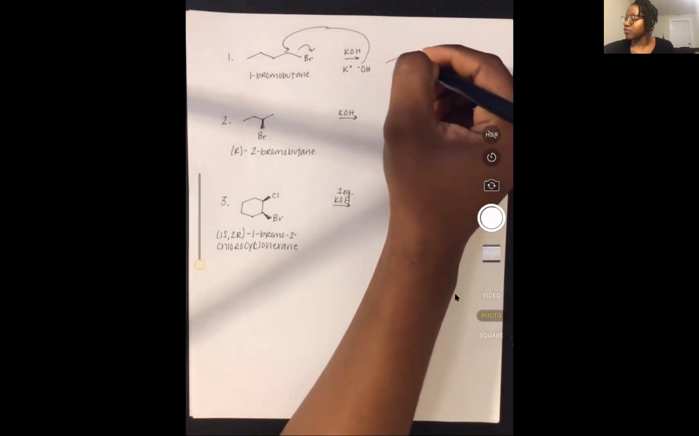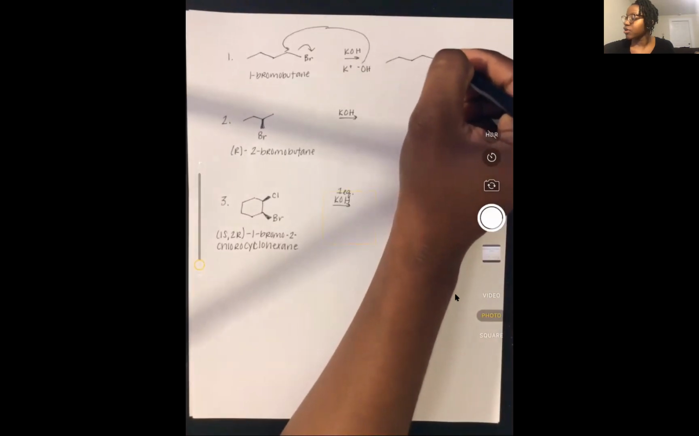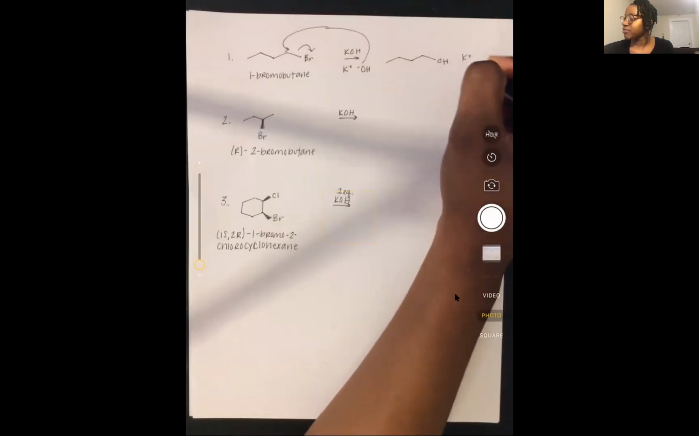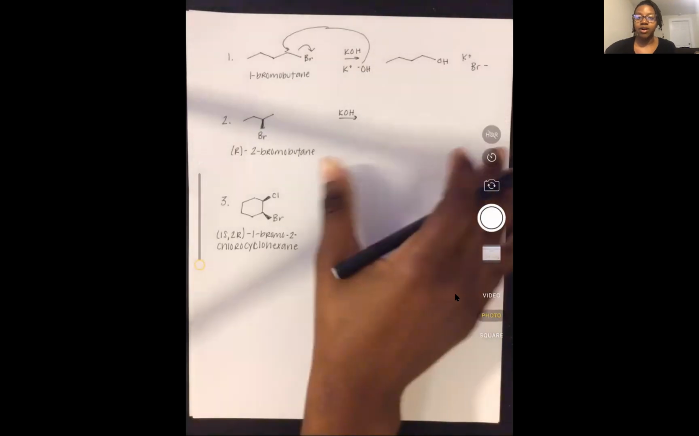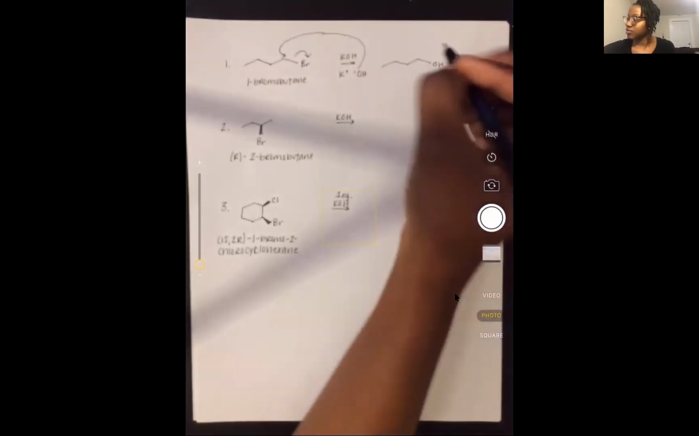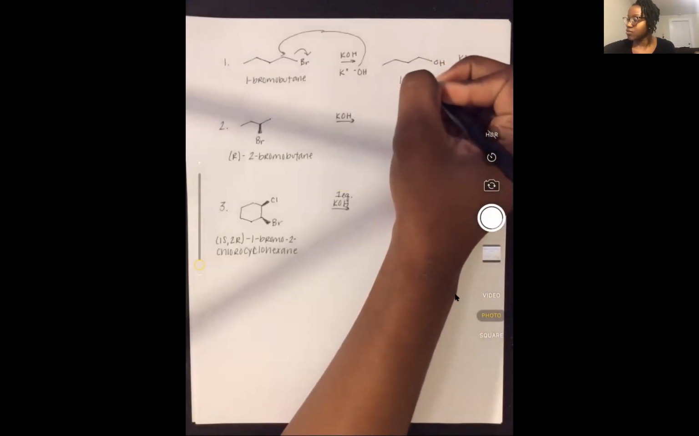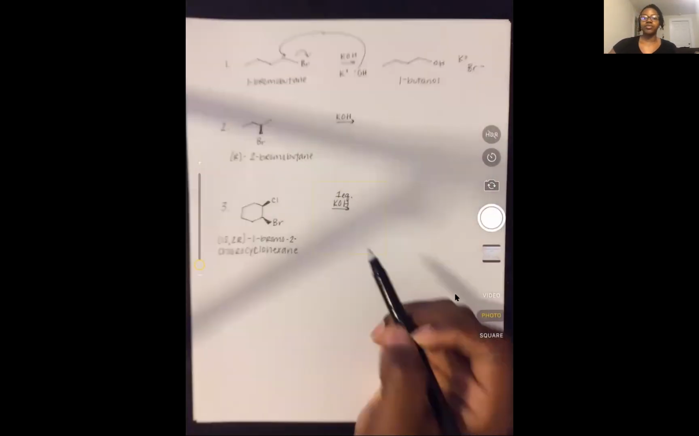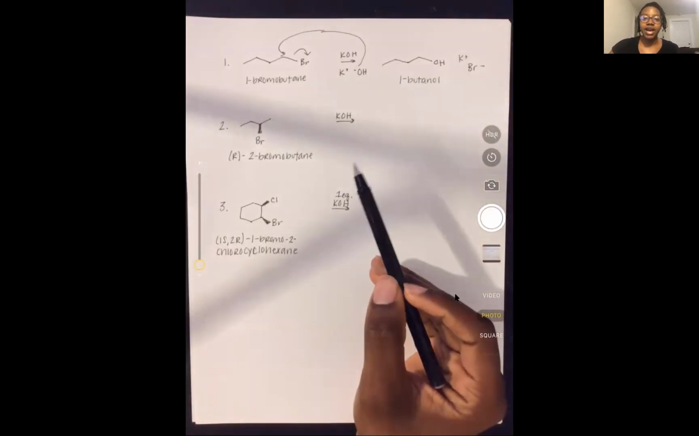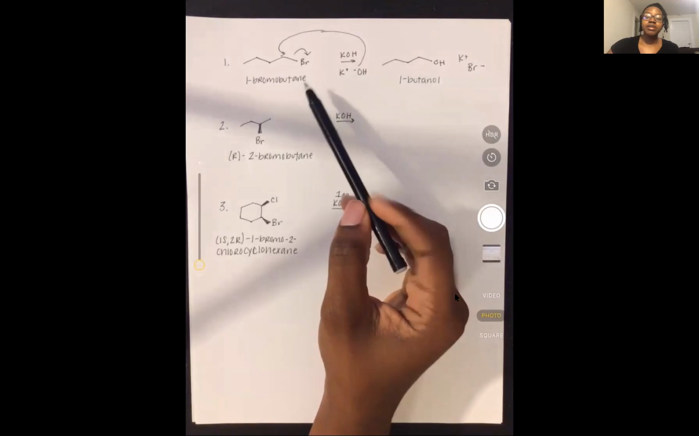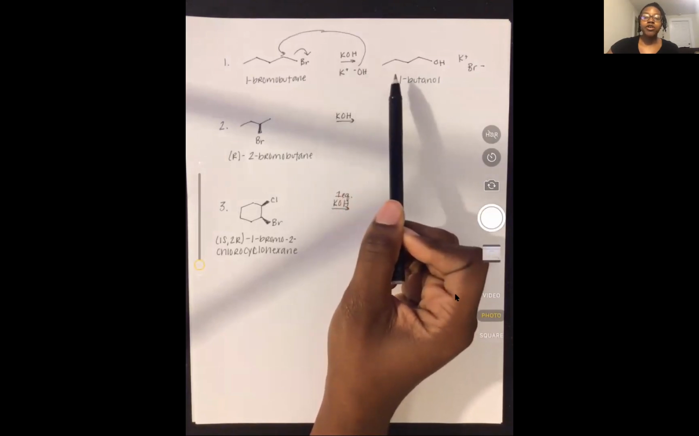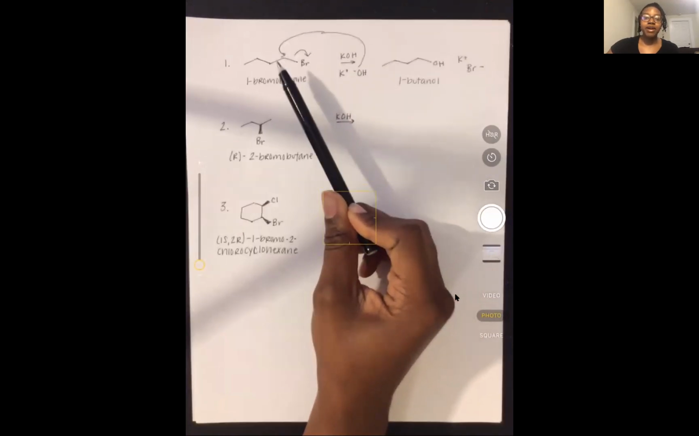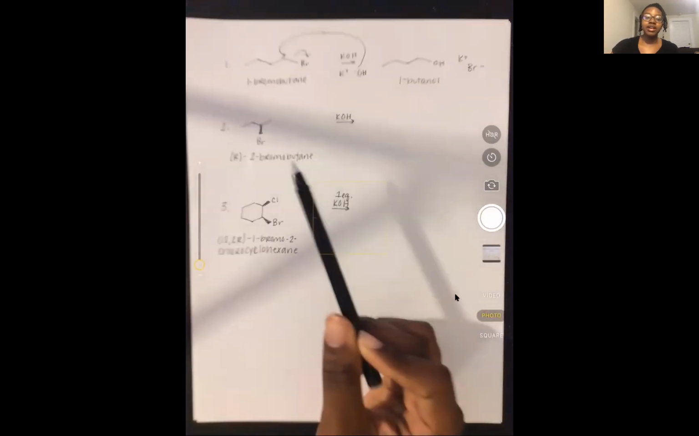As a result, we're going to end up with an alcohol. So we did an Sn2 reaction where we substituted our hydroxyl group for the bromine at a primary carbon. Let's do it again on number 2.